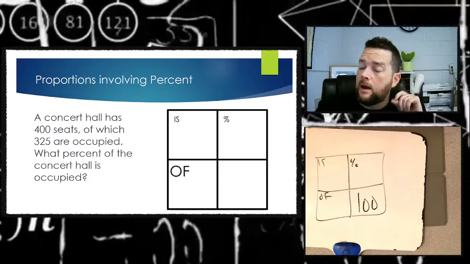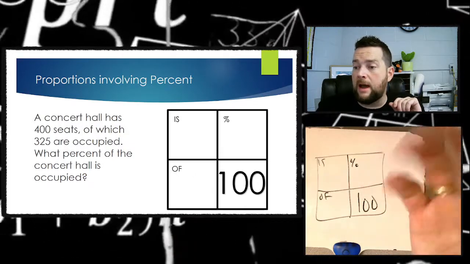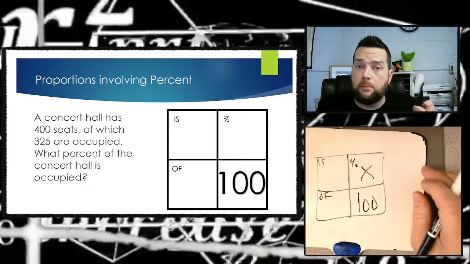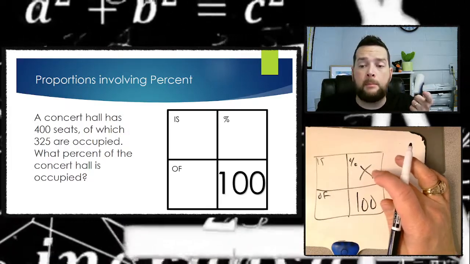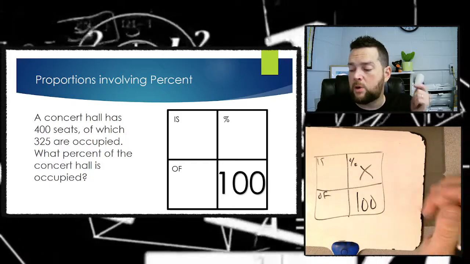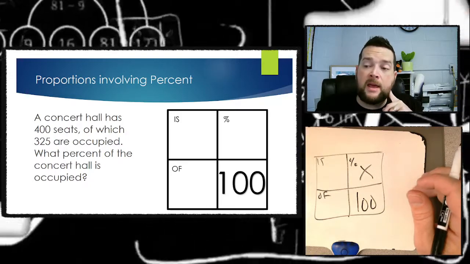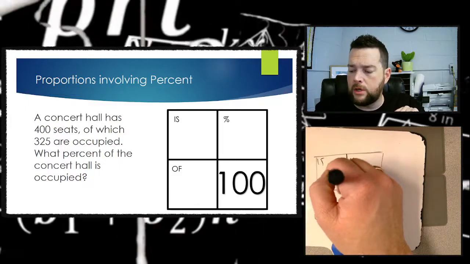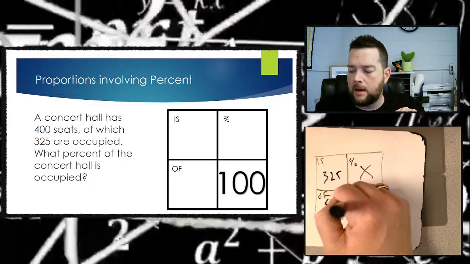And then I'm going to look at my two numbers. Now I don't know what the percent is, and I don't see a percent symbol in that problem, so that box right here is going to be blank. That's going to be what we're trying to find. And then I have the two numbers left. Now, first level thinking: small number goes on top, big number goes on bottom.